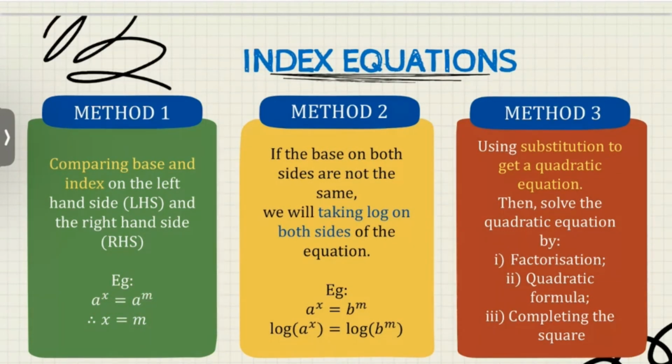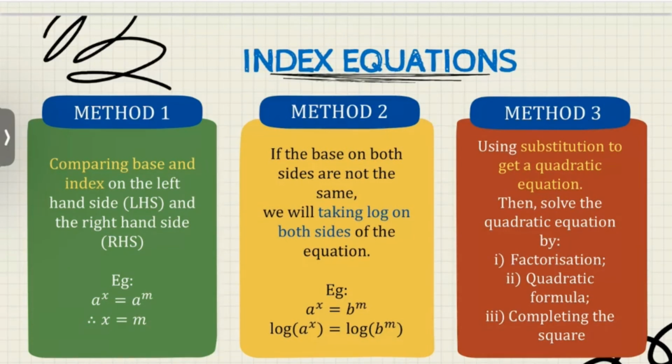Method yang kedua, let's say we end up dapat kiri dengan kanan tu base dia tak sama. For example, a power of x dengan b power of m. So bila kat sini base kita tidak sama, so kita akan gunakan log on both sides. So that's why dia akan jadi log, kita gunakan log base 10 lah. Log base 10 a to the power of x equals to log base 10 b to the power of m. Lepas tu nanti barulah kita akan jadikan x sebagai subject and so on lah. Okay, itu adalah method yang kedua.